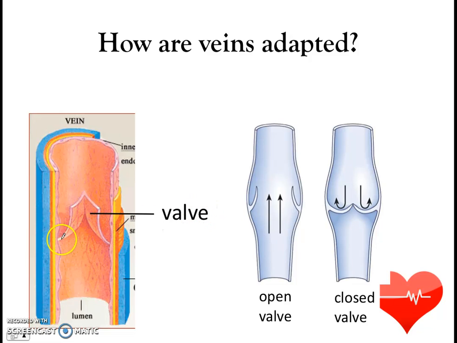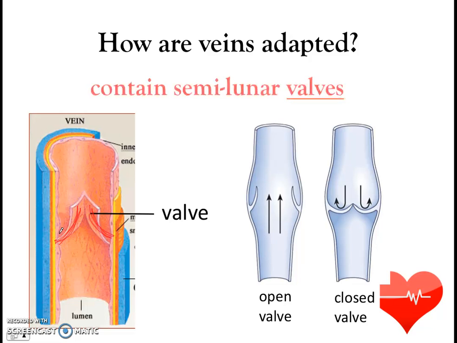Now valves are very simply two flaps of tissue. So one flap of tissue here and one flap of tissue here. And they look kind of crescent shape. So these valves are called semilunar valves. Now valves allow blood to flow in one direction but not in the other direction.